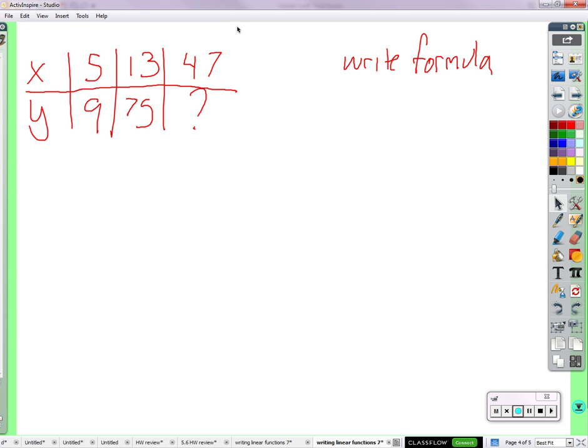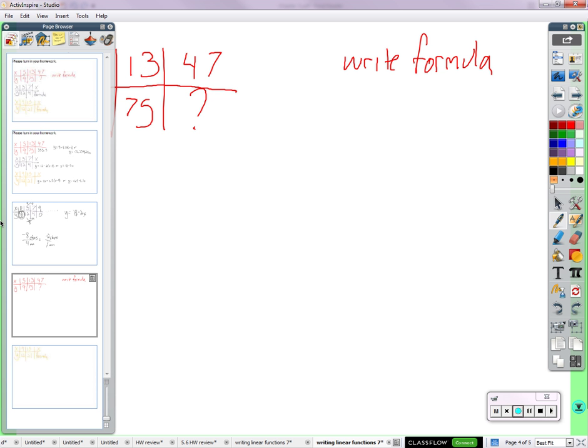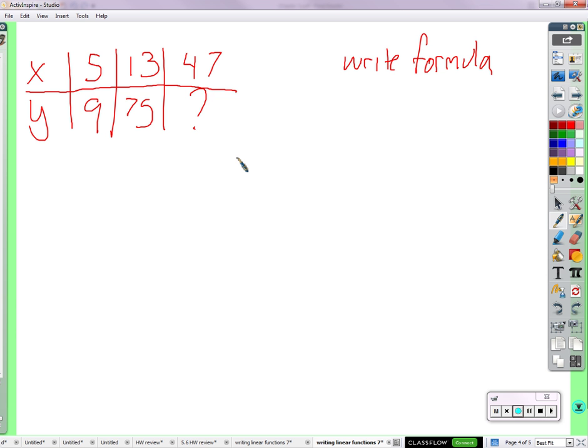Well, to figure out what's happening at 47, X is 47, we probably need to know how fast all this is changing, right? If Y changes this much and X changes this much, if we follow that pattern up to X is 47, then where will Y be then? That's what we're trying to figure out. So we've got to figure out how fast it's happening. How do we figure out how fast all that's happening? How fast is Y changing versus X?